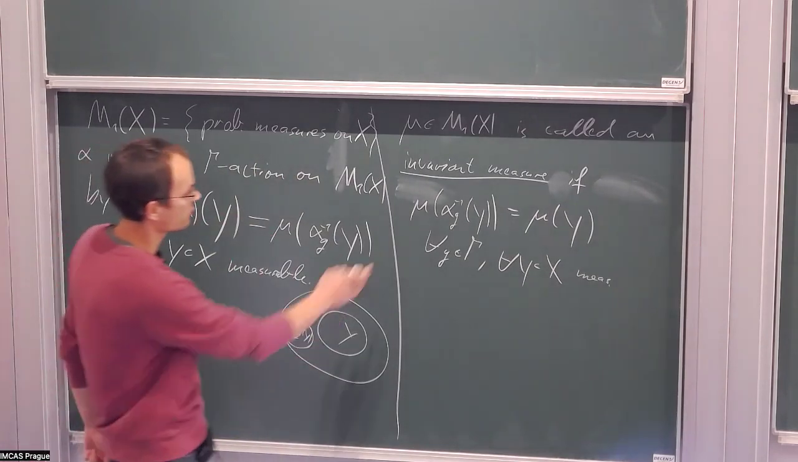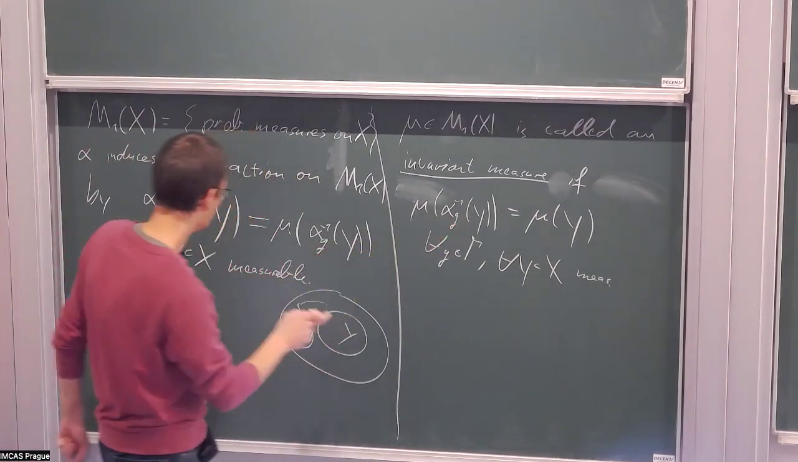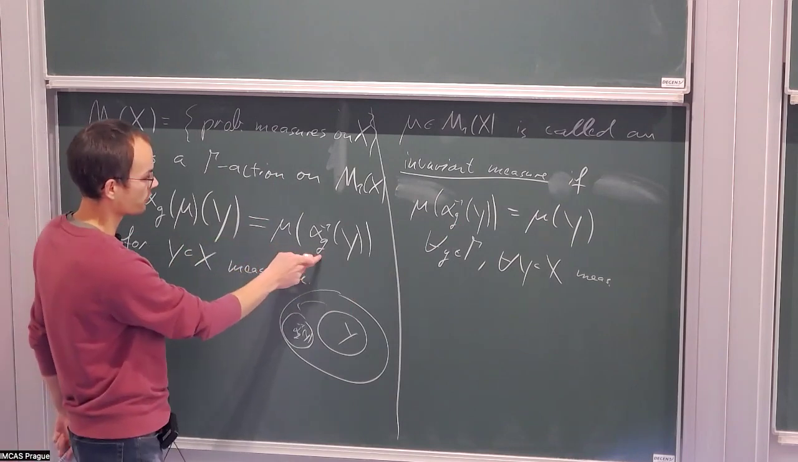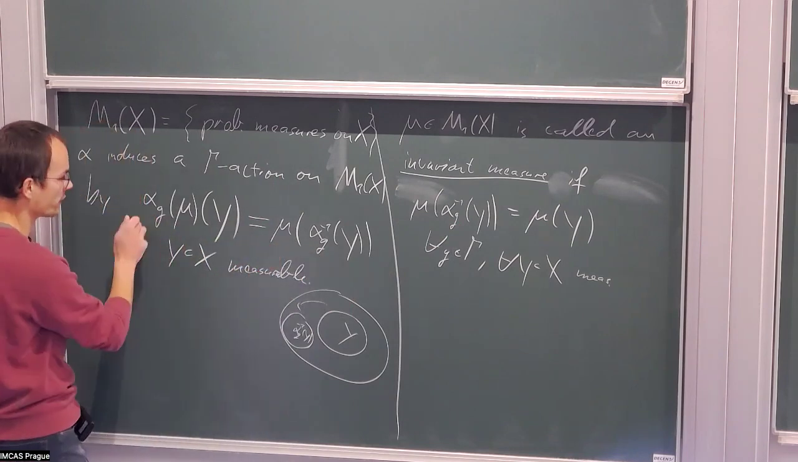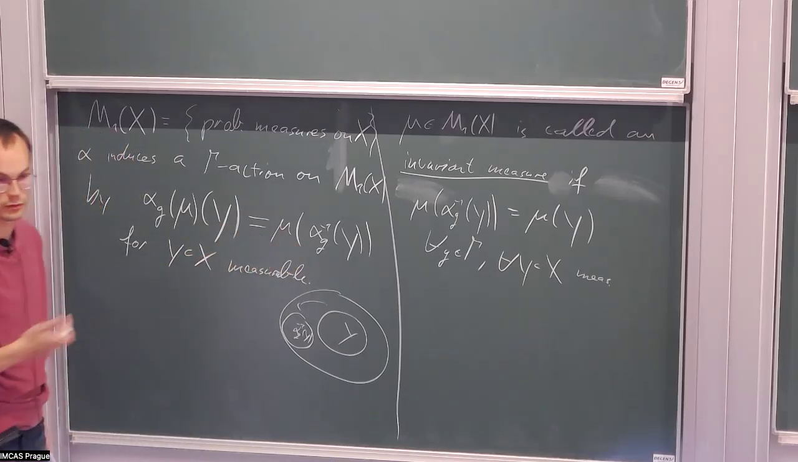In this definition, not, but here I think you need it in order for this to be an action. Like if you apply alpha g, alpha h, and then you have to flip it around, right?